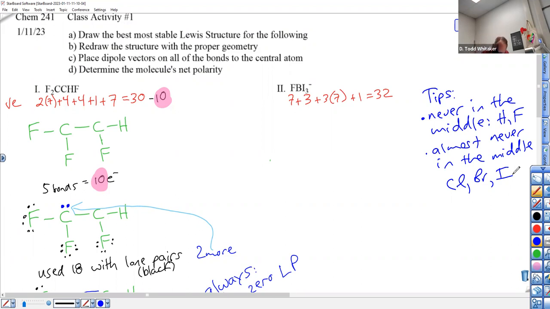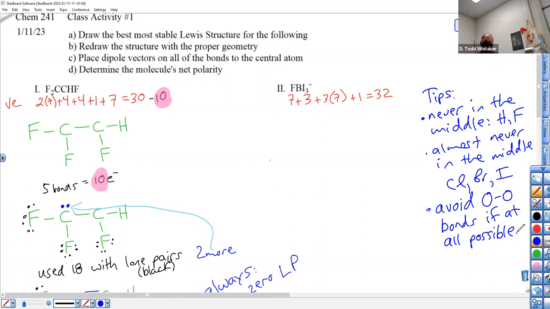Okay, tips. What else? Avoid O-O bonds. This is probably the best tip ever. I know it doesn't work on this page, there's no oxygen at all, but in the future, if at all possible. What do I mean by if at all possible? Well, if I told you there's a molecule called ozone with a formula of O3, I don't think you can avoid an O-O bond. End of story.